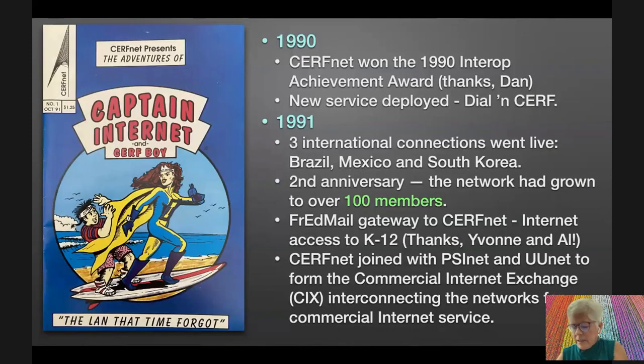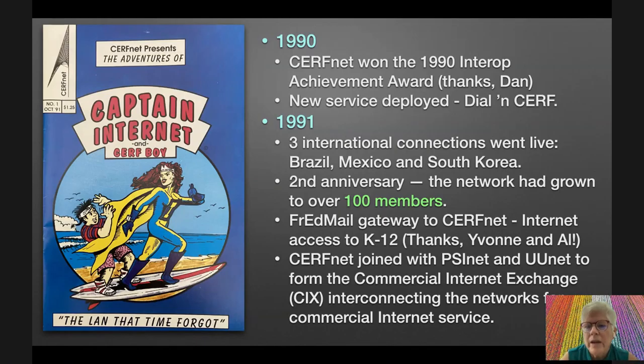So also in 1990, SurfNet won the 1990 Interop Achievement Award. Interop was a trade show that brought together all kinds of different devices that ran IP protocol. And that was the first time anybody had ever really forced the vendors to make all their stuff work with everybody else's stuff. It was quite an amazing opportunity and a really prestigious award at the time.